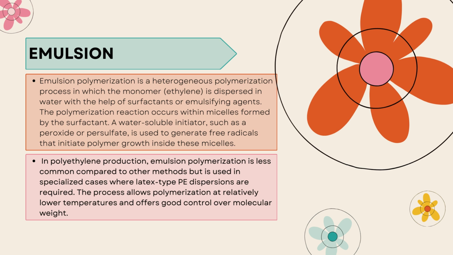Then, how is emulsion polymerization used in the production of polyethylene? In polyethylene production, emulsion polymerization is less common compared to other methods, but it is used in specialized cases where latex-type PE dispersions are required. The process allows polymerization at relatively lower temperature and offers good control over molecular weight.